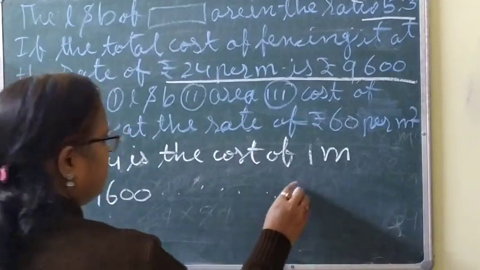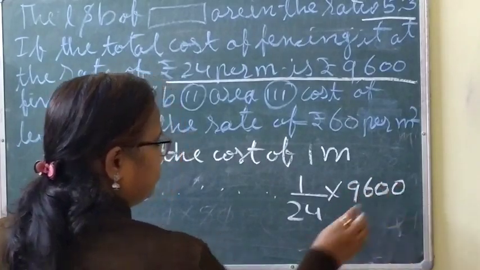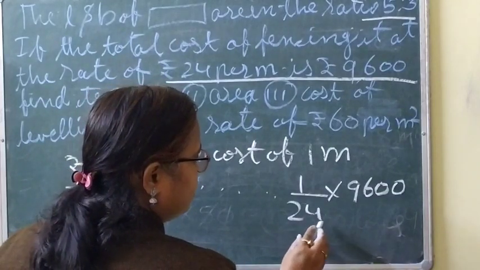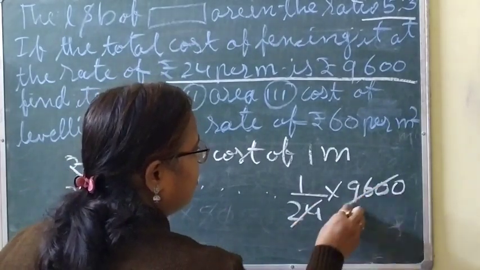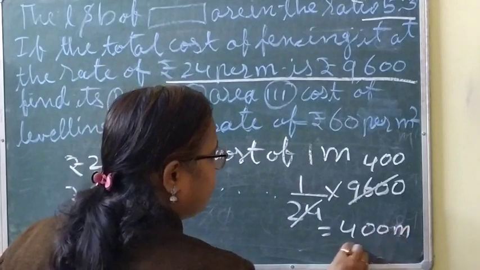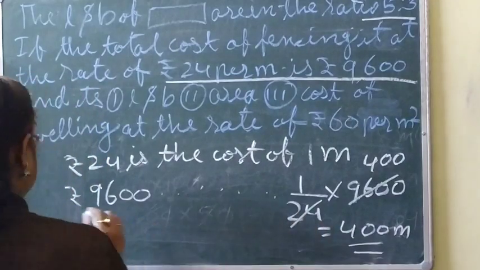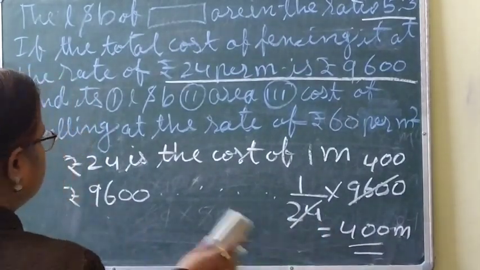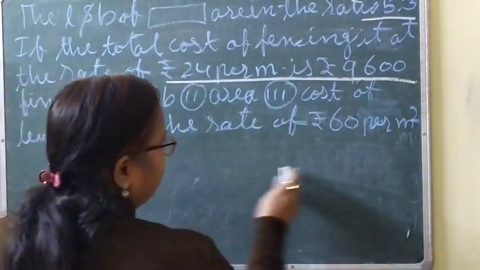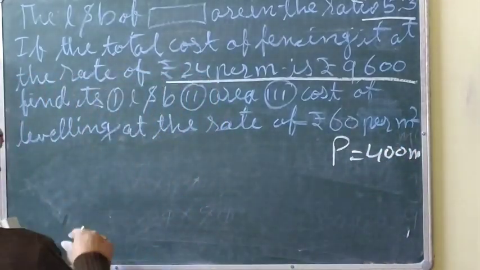This will be the cost of 1 by 24 into 9600. Okay. So now how many times? I think 4 fours are 16 and 4 twos are 8 and 1 9. Yes, 400. Clear? Means what? 400 meter, and 400 meter is what? Perimeter. Clear? Remember this one. So remember 400 meter. So perimeter we have got what? 400 meter. Now next is given.